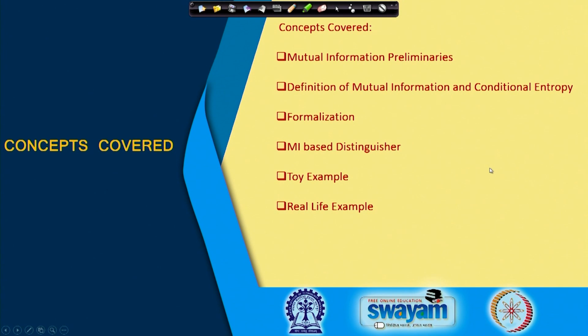We will start with the preliminaries behind mutual information, or MI as it is abbreviated. We shall try to define mutual information and also conditional entropy, which are fundamental to understanding this technique. We shall formalize this with respect to side channel analysis and side channel leakage. Then we shall define the MI based distinguisher, and I will discuss a couple of toy examples and real life examples to illustrate how it works in practice.